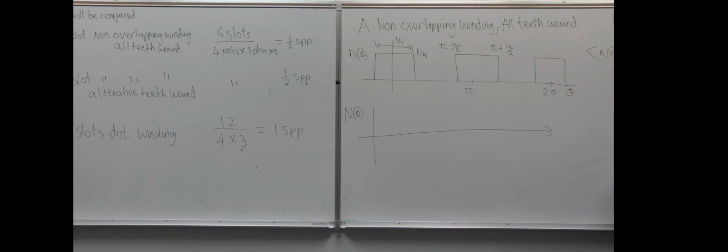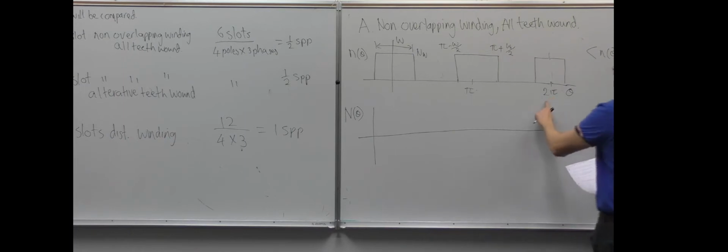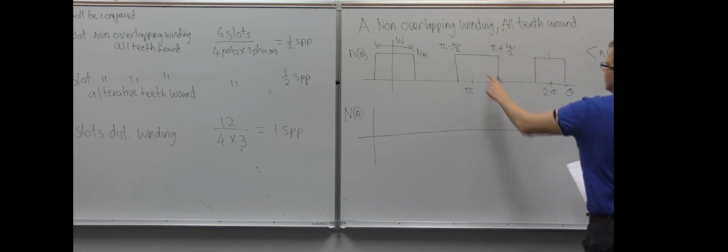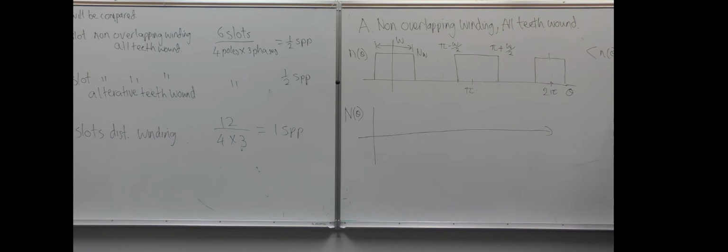is going to be, so we can just look at the rectangle. So it's going to be 2 times N_w W over, from 0 to 2 pi. You can see there's basically two rectangles. And so we have to divide that by 2 pi. So we get N_w W divided by pi. So therefore, the winding function is the turns function minus the average of the turns function.